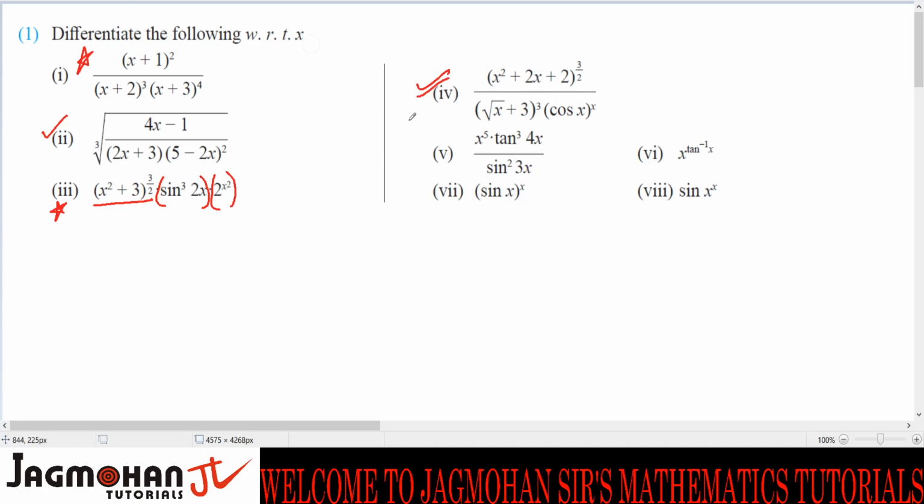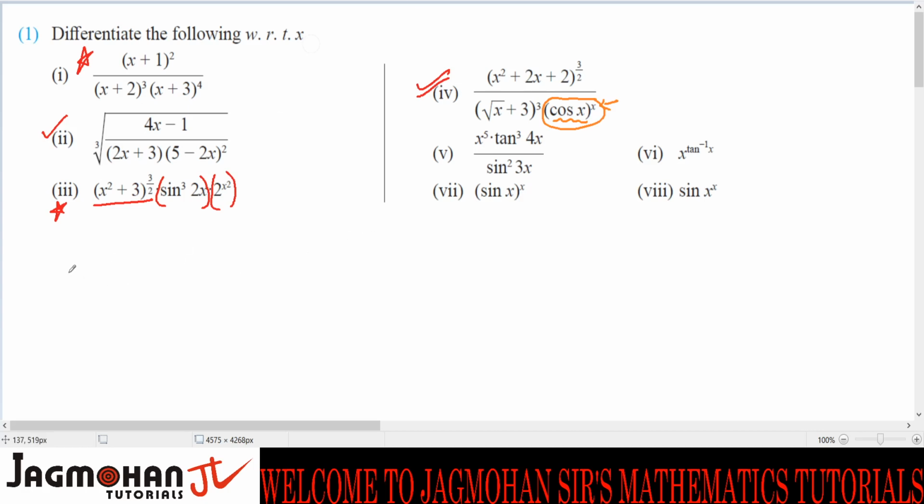I'm taking problem number 4 because in problem number 4 I have got something interesting. You can check, see what we have. We have here cos x raised to x. For the first time we are coming across such a function, cos x raised to x. It is variable raised to variable. Okay, so let's see what happens. So I will start writing.